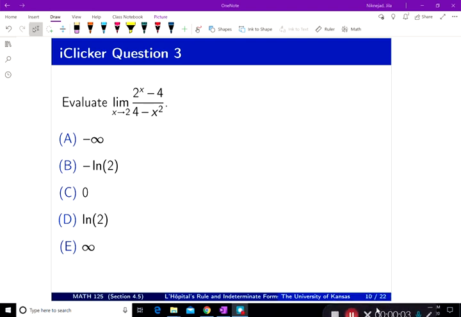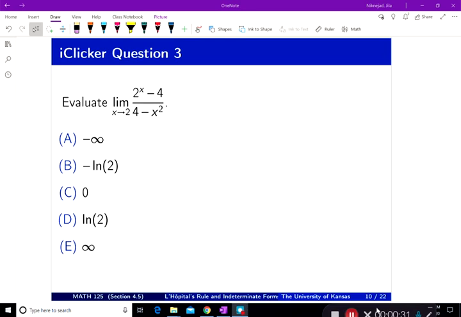We're continuing with section 4.5. This time around we start with an iClicker question. The iClicker question is asking, find the limit as x approaches 2 of (2 to the power x minus 4) over (4 minus x squared). So I suggest pausing for a minute and then coming back to it.